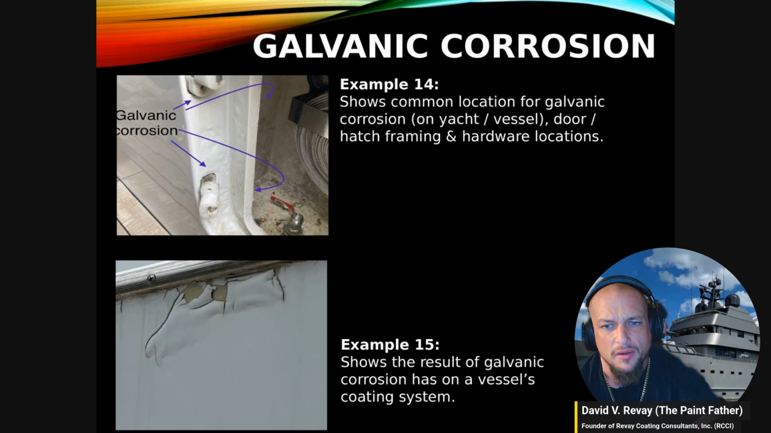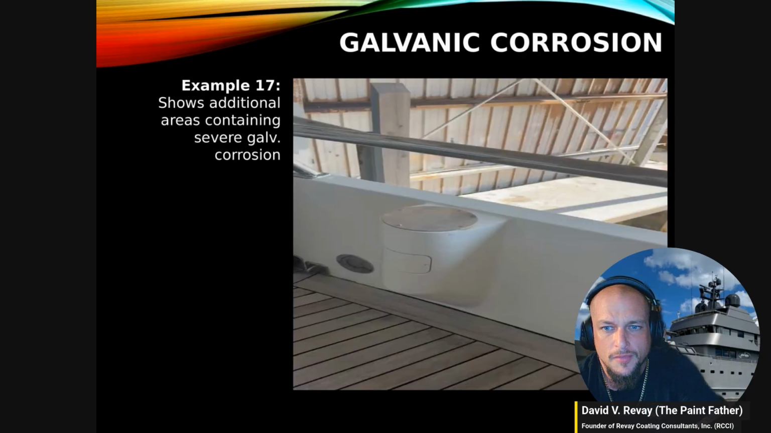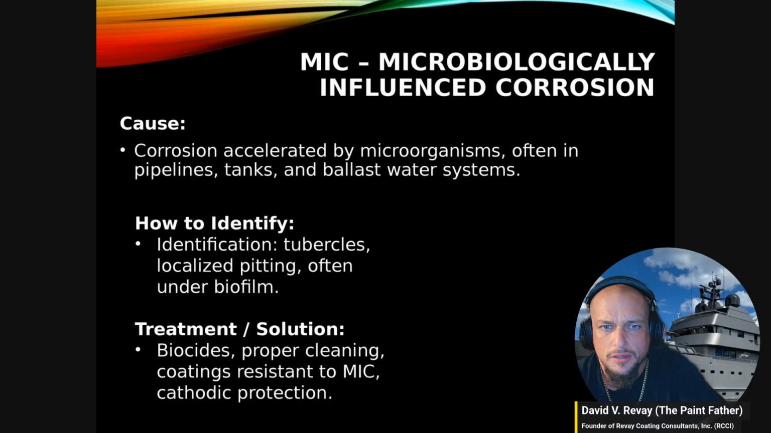The paint can be perfect. It can be a perfectly applied paint job. If there's galvanic corrosion happening, it's going to bubble the paint. It's going to ruin the whole paint system. Oh, these were supposed to be videos. I'll see if I can add them or edit them.